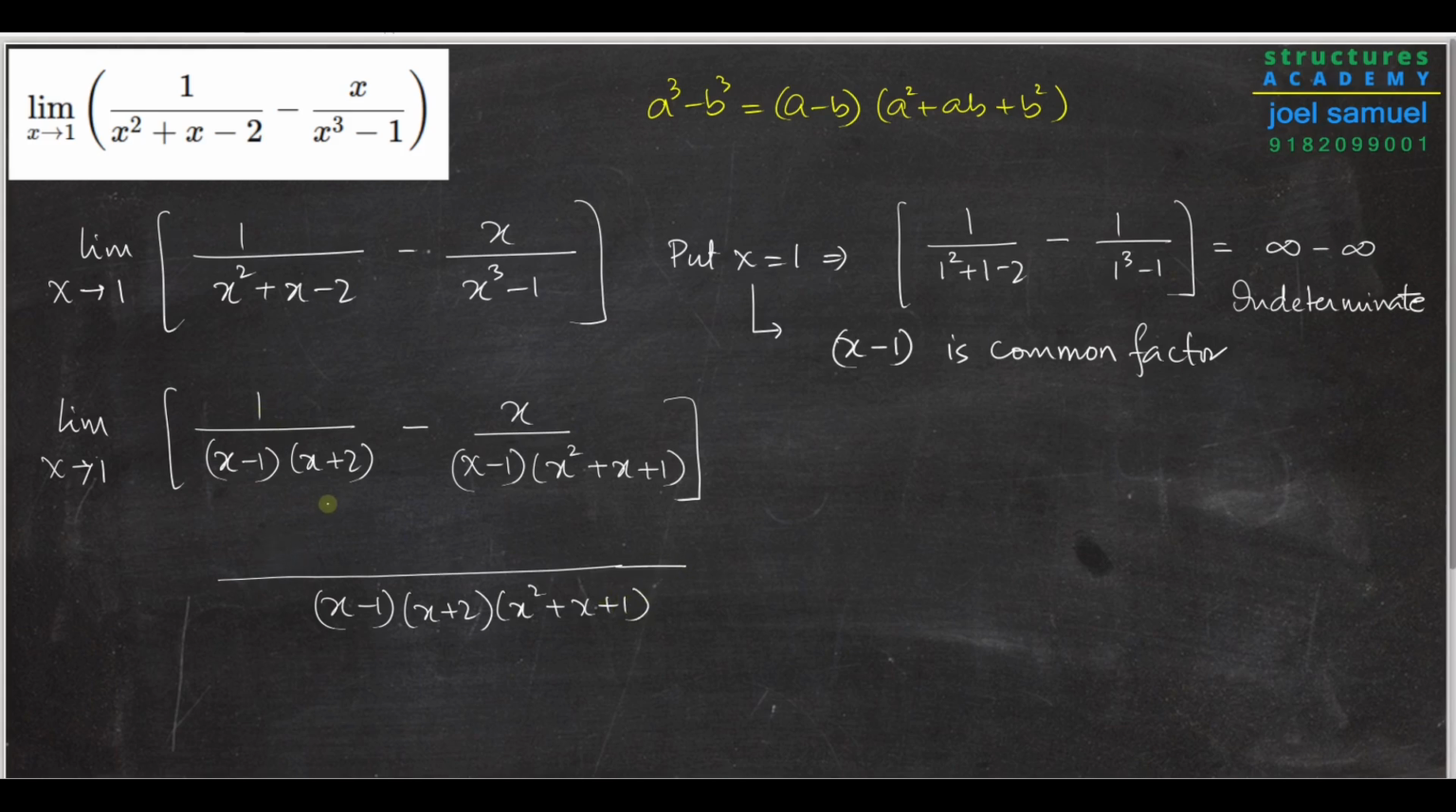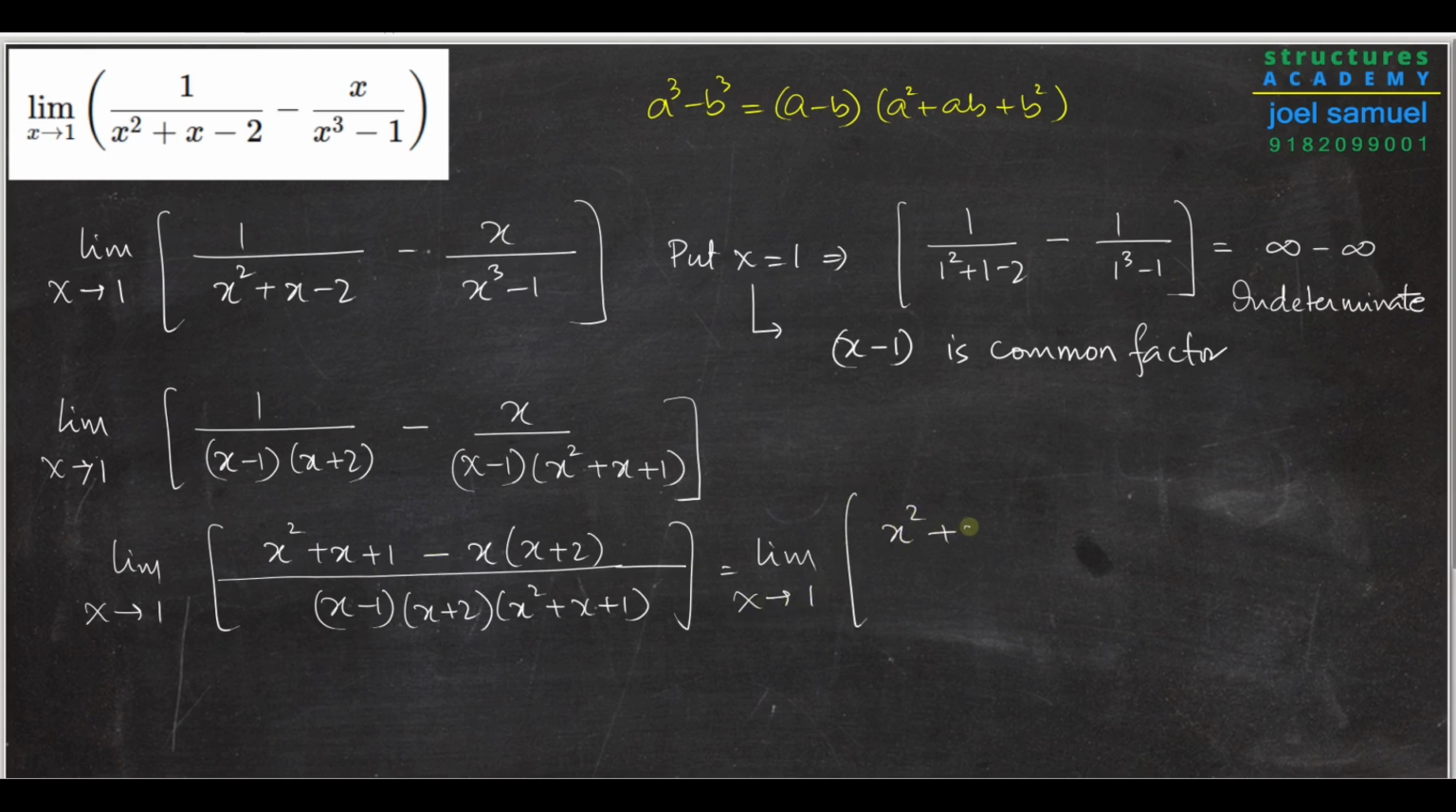So the first term becomes, since I have x minus 1 and x plus 2 here, this term will feature here. So I'll write x square plus x plus 1 minus x into, if you notice I have x minus 1 and x square plus x plus 1, so all I need to write here is x plus 2. And of course the limit as x approaches 1. So this thing becomes limit as x approaches 1 of x square plus x plus 1 minus x square minus 2x whole divided by x minus 1 into x plus 2 into x square plus x plus 1.